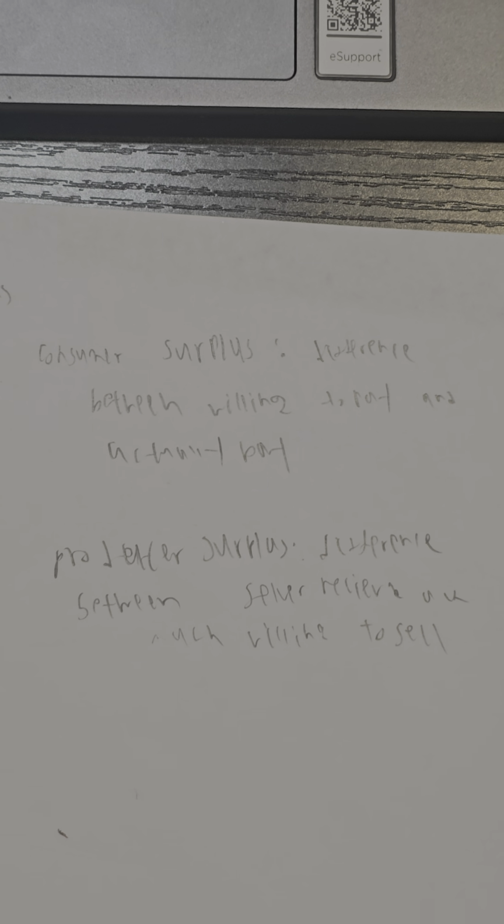What is surplus? There are two surpluses: consumer surplus and producer surplus. Consumer surplus is the difference between what you are willing to pay and what you actually pay. Producer surplus is the difference between the price received and what the seller was willing to sell for.